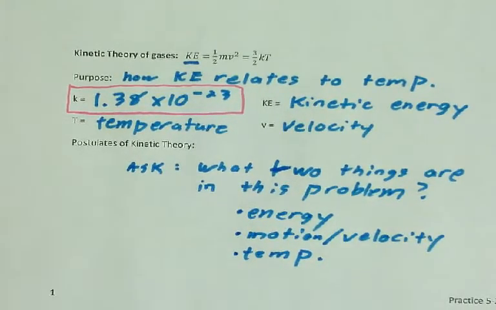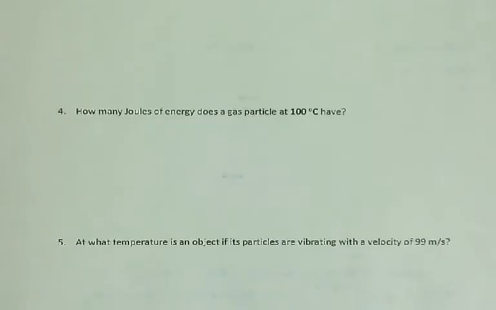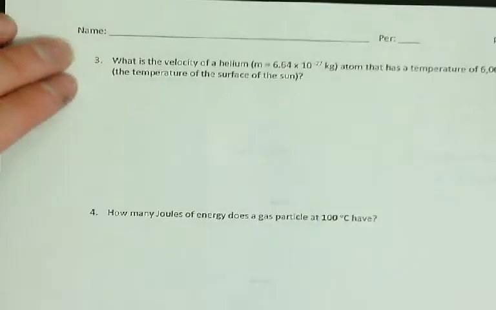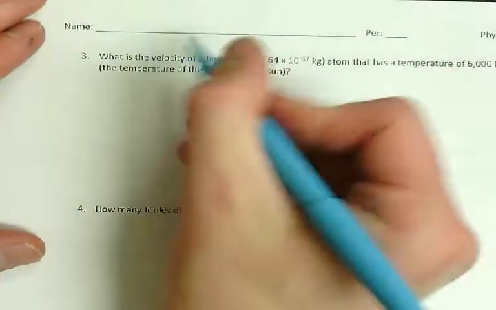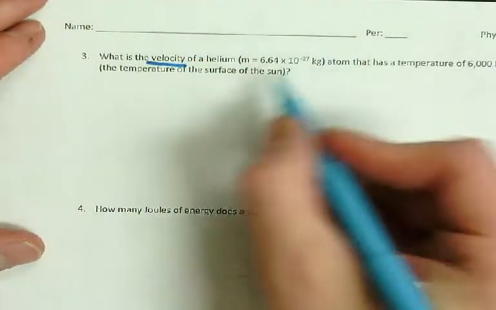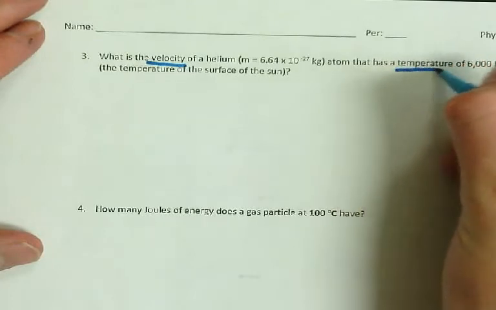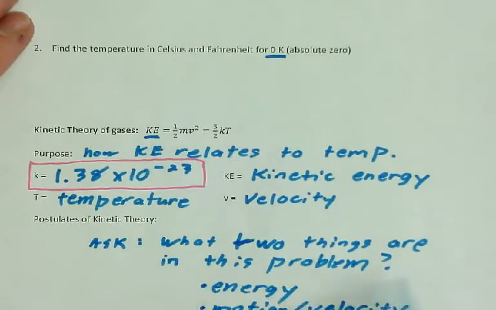So let's look at an example. I'm not going to work my way through the math because you guys are more than capable of solving the algebra, but I am going to help you with the setup. So let's go ahead and look at number 3. What is the velocity of a helium atom that has a temperature of 6,000 Kelvin? Okay. Ask yourself, what is this problem about? What two things are in this problem?